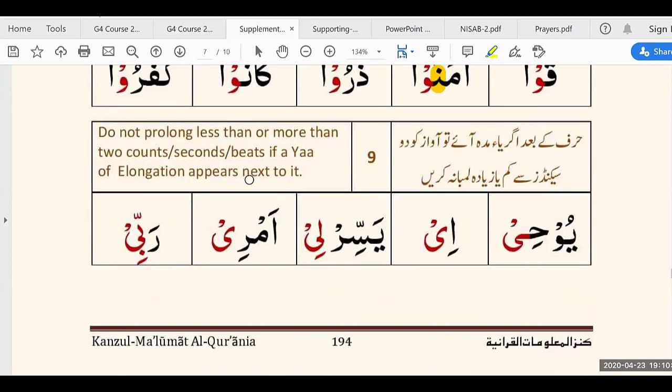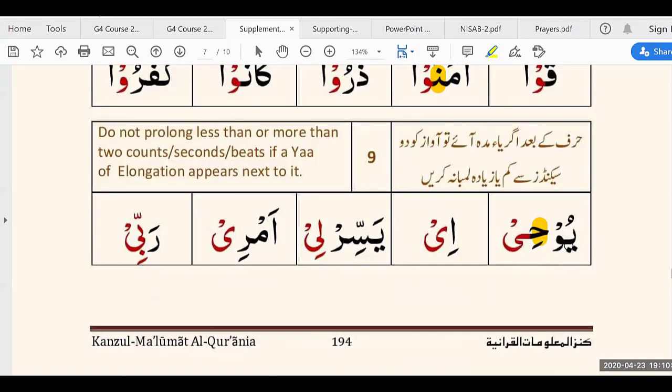Okay. So the next one: do not prolong less than or more than 2 counts, seconds, or beats if a ya of elongation appears next to it. So if a ya of elongation appears next to a letter carrying a kasra stroke, as I mentioned to the previous student as well.